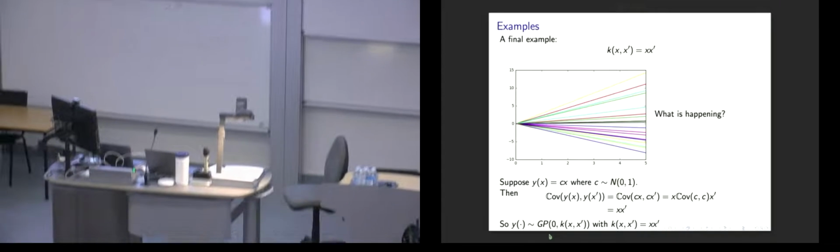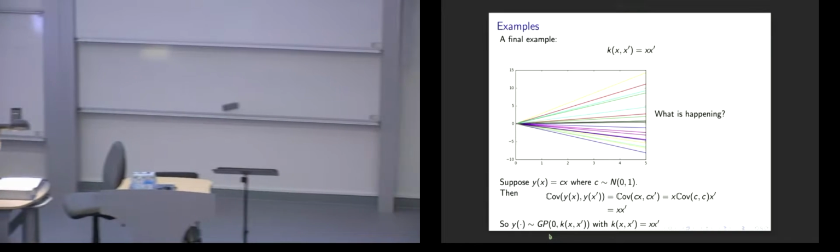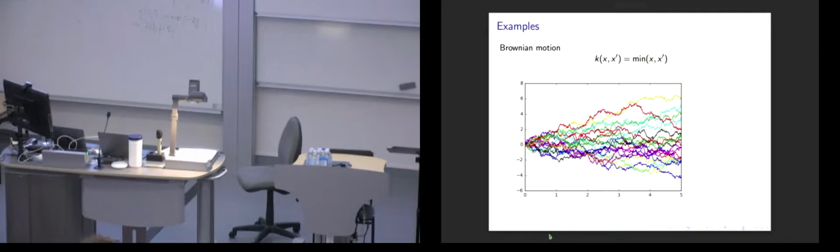Yep. Why would you take the Brownian motion as a covariance function when we make assumptions that it's stationary? The Brownian motion was the only non-stationary kernel. Yeah, so this one's not stationary, all the others were stationary. So is that what you're asking? Yeah, so that one is non-stationary, thank you.